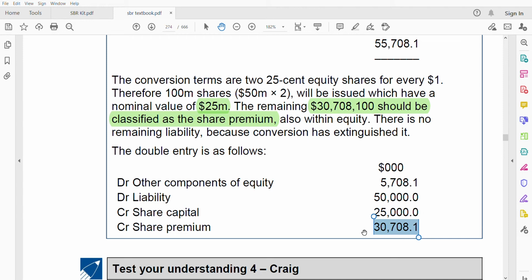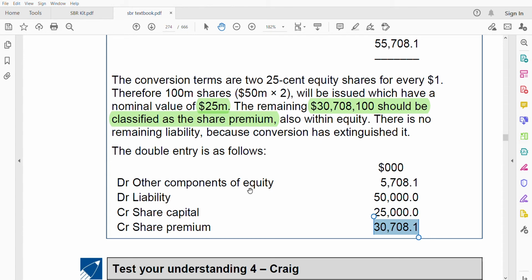Okay, you need to calculate that share premium. You can see this is 25 cents for one 25 cents equity share. If it was $1, that means there is no share premium. Because it is 25 cents, definitely there's a share premium. So you need to find the share premium.